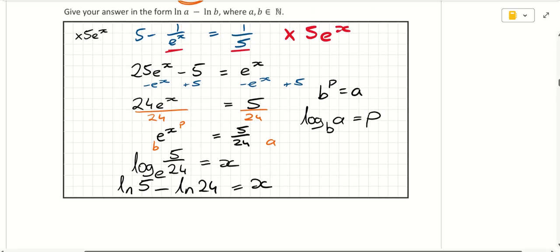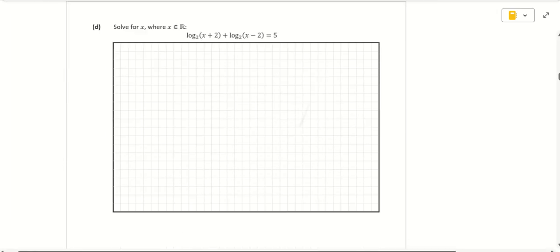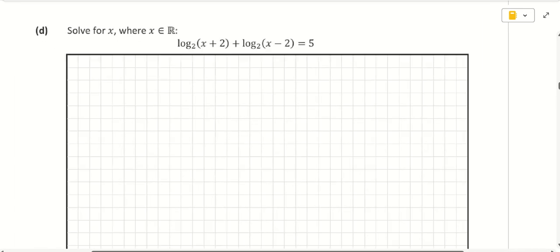Sorry, I stumbled over my words a bit there. Okay, so that's that one done. Now we've just got one more equation left to do on question 3.